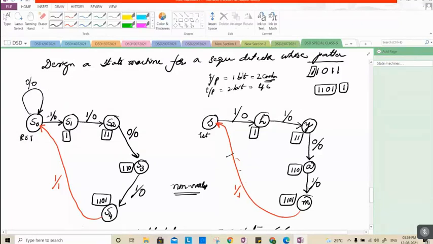After S1, if the input is equal to 0, what should be the next state? S0, sir. Reset. మళ్ళీ ప్రవీణ్ మళ్ళీ వస్తారేమో చెక్ చేయండి. Reset.